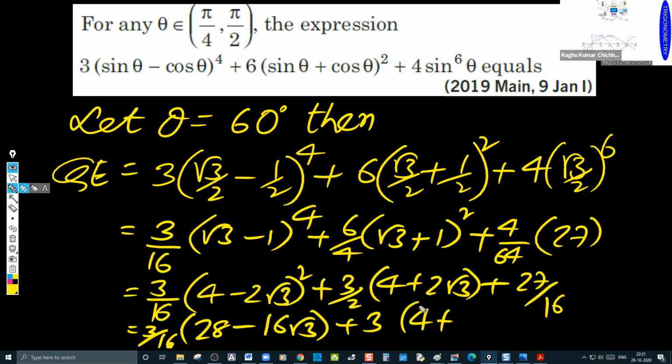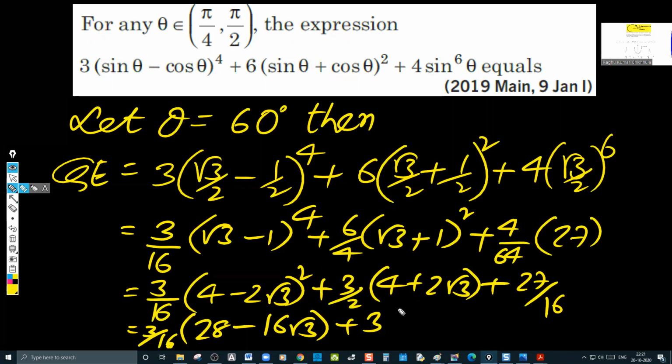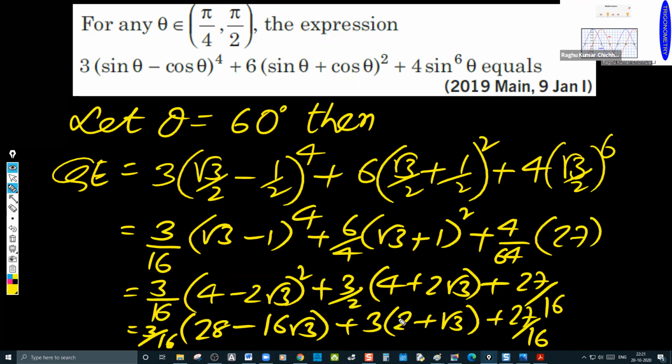Take 2 common and divide it. Then what do you get? 3 into 2 plus root 3 plus root 3, plus 27 by 16. Now you can simplify this to get the final answer, and this should be checked in the options. But here, in fact, they gave the question in such a way that verification goes lengthy in this case, because he restricted theta here. That's the problem.